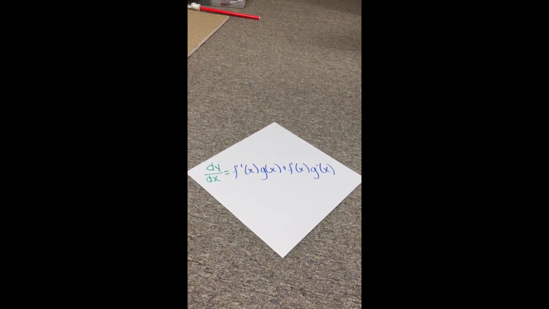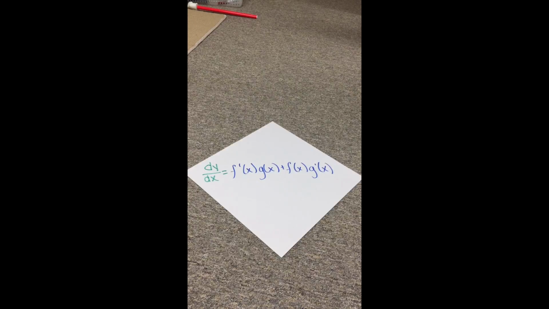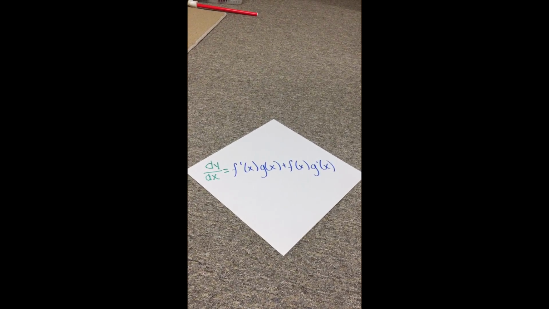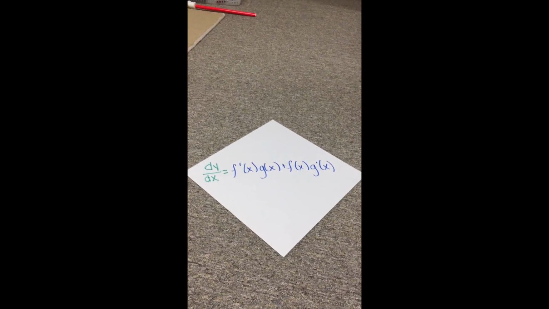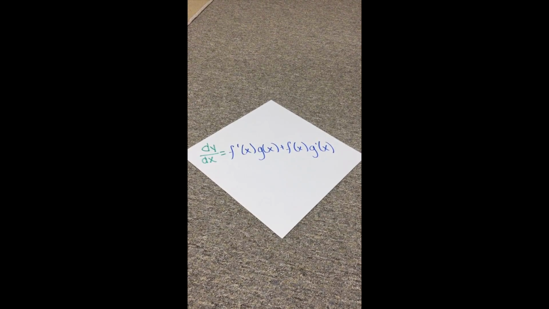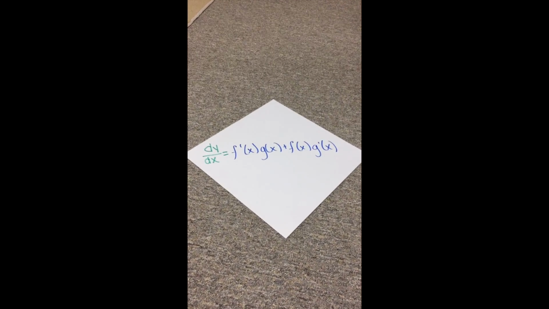For my ISP, I'm going to be talking about the product rule. Essentially, the product rule is f prime at x times g of x plus f of x times g prime at x. This means that you are doing the derivative of the first times the second plus the first times the derivative of the second.